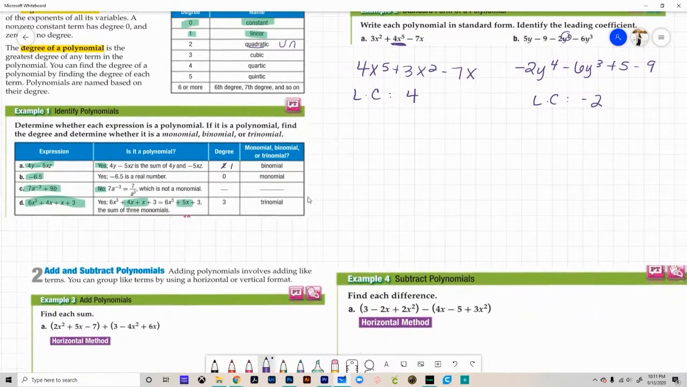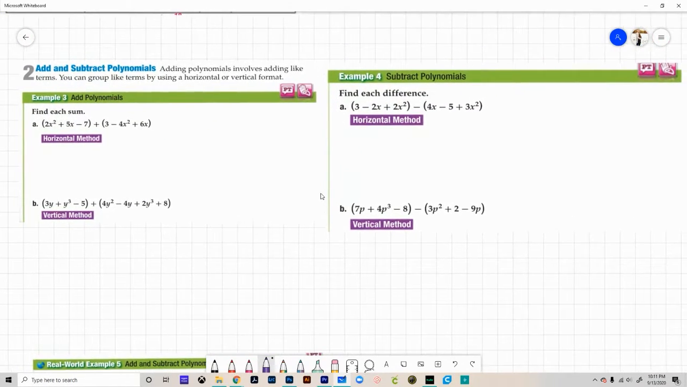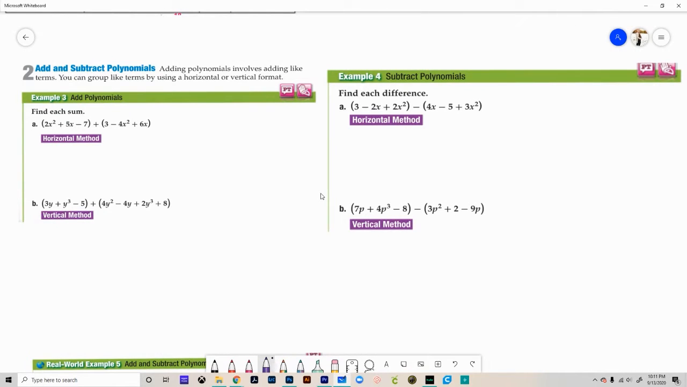Let's scroll down to example 3. Now we're going to get to the main topic here, which is adding and subtracting polynomials. This first example 3 is talking about adding polynomials. And there's a couple ways to do this. You could do the horizontal method where you group like terms, or you can do the vertical method where you line it up. So I'm going to try both of these using different methods.